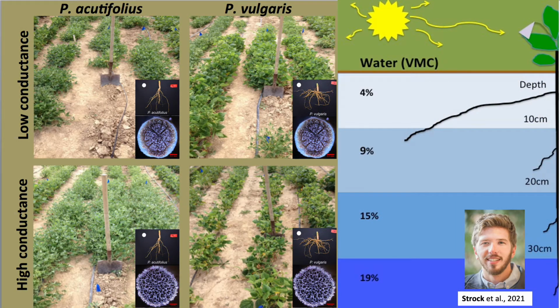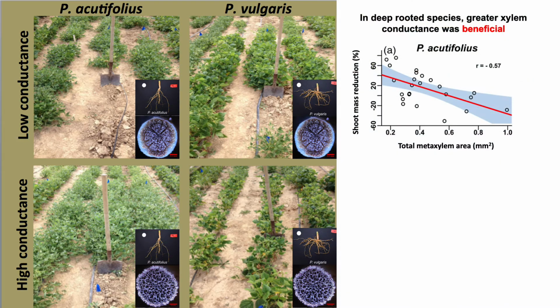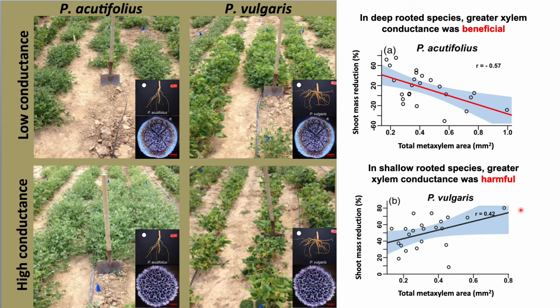Chris grew low conductance and high conductance morphotypes of both species under drought in the field in Arizona. In this environment, water was more available at depth, as you can see in the right panel. He found that in the deep-rooted acutifolius, greater xylem conductance was beneficial under drought stress, whereas in the shallow-rooted vulgaris, greater xylem conductance was harmful. This is a striking example of the importance of interactions between root architecture and root anatomy for drought adaptation.